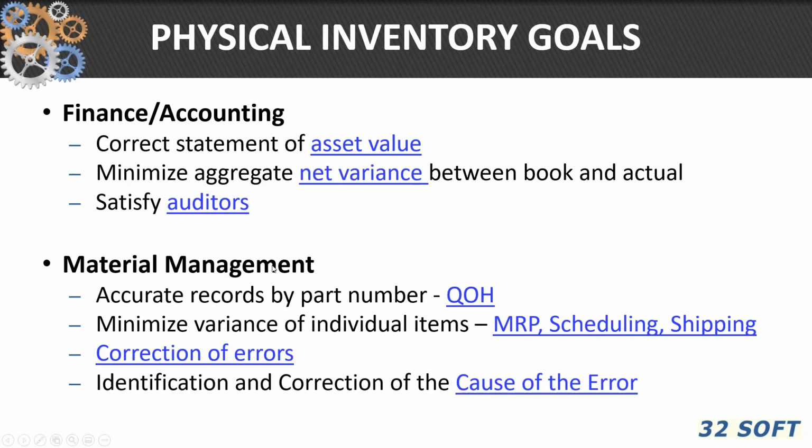But in terms of materials management, we need to have accurate quantity on hand, because that's the way that MRP, scheduling, shipping, everything is based upon that quantity on hand. So the more accurate our quantity on hand is, the better off we are in terms of executing our plan. And then the correction of errors, obviously, through cycle counting, and then ultimately the cause of the error. If somebody back in the stockroom is writing 7s like 3s, go teach him how to write 7s.